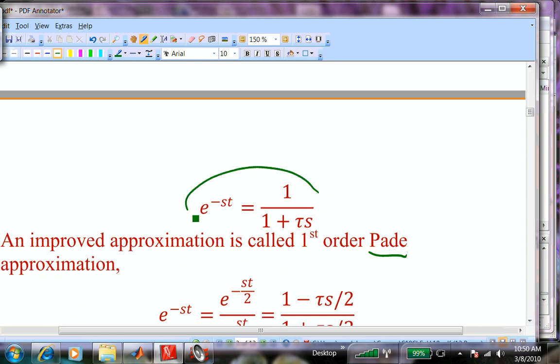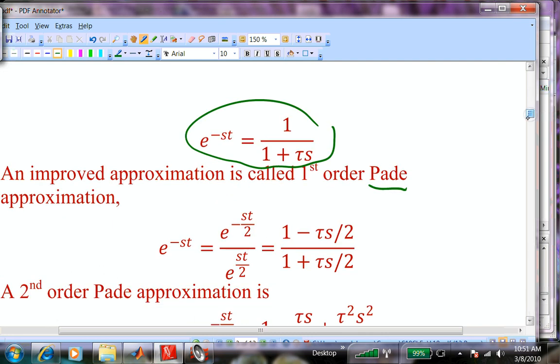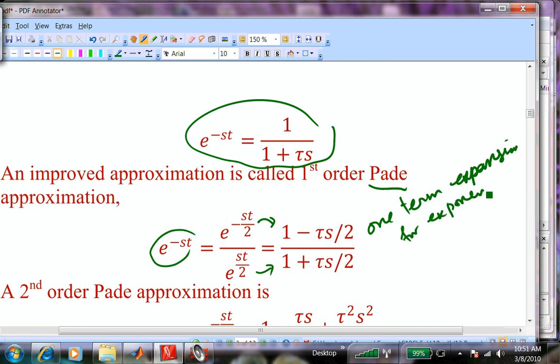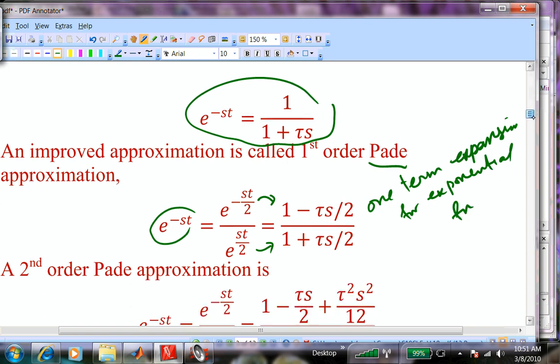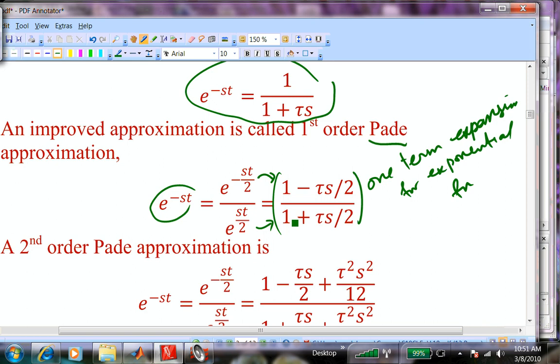One of the simplest Padé approximations for e to the power minus s tau is to say that it is equivalent to a first order delay, 1 over 1 plus tau s. A better approximation is to split it into e to the power minus s tau over 2, divided by e to the power s tau over 2. Just divide it into two parts, do an expansion for the numerator and an expansion for the denominator, a one-term expansion for the exponential. It turns out that this is a better approximation to e to the power minus s tau than the first one. The first one is the poorer approximation because you're just taking one term. Here you're balancing both the numerator and denominator.